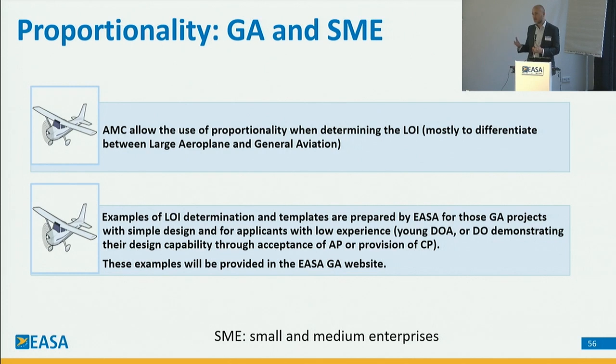And also what we are working on is to provide some examples of LOI for simple products, well, not simple in the meaning of before, but really simple and conventional design. For those of you who are familiar with GA products, there is such a definition in CS23 and CS-VLA. In those cases, you will find examples of LOI proposals in the guide. The reason why we have done it is because we have recognized that for specific products where there is a certain simplicity, companies may still have problems making such a proposal of the LOI.